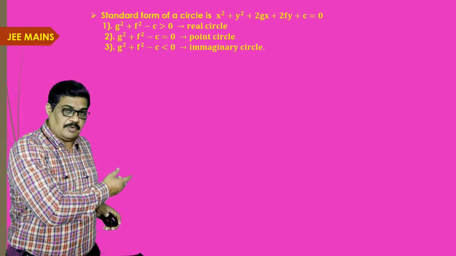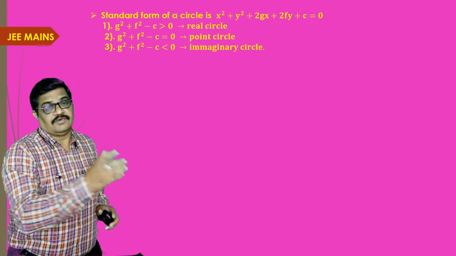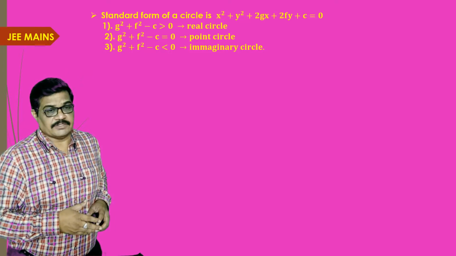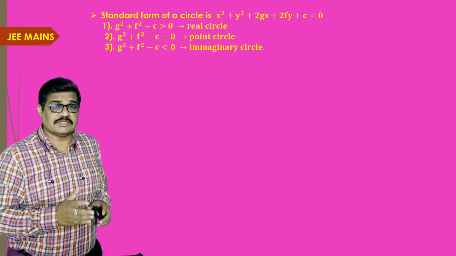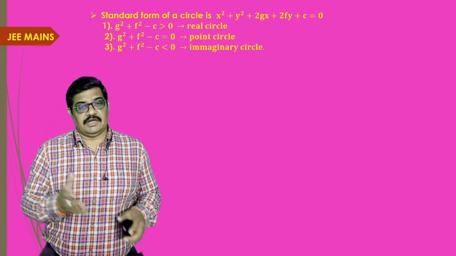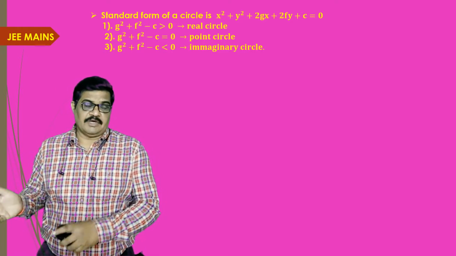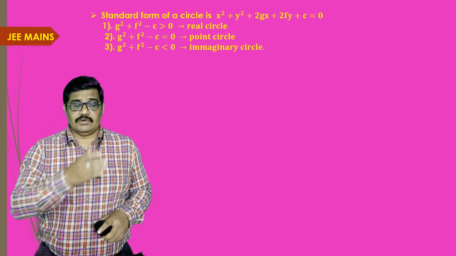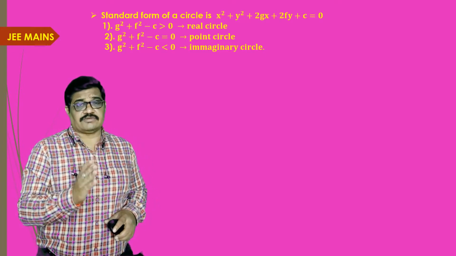So these points are very important for objective problems. So if we are given the equation of the circle, in the options it is real, point circle, imaginary, or none of these. So first we have to observe g square plus f square minus c.